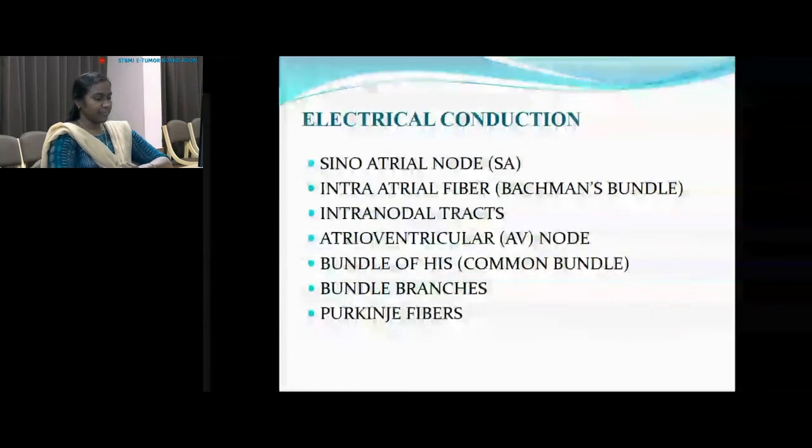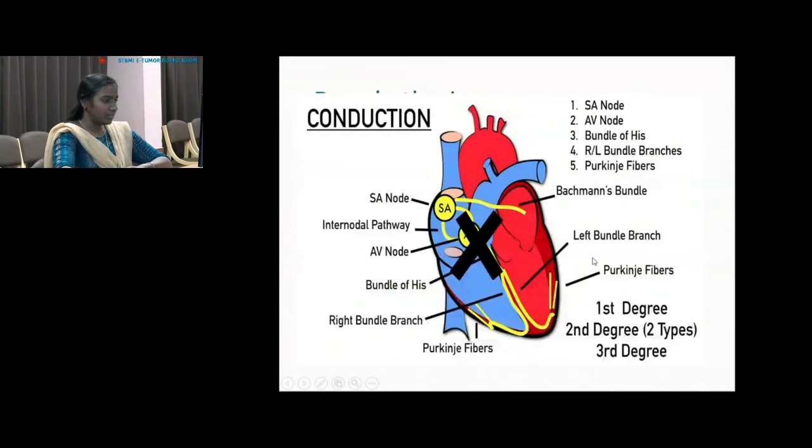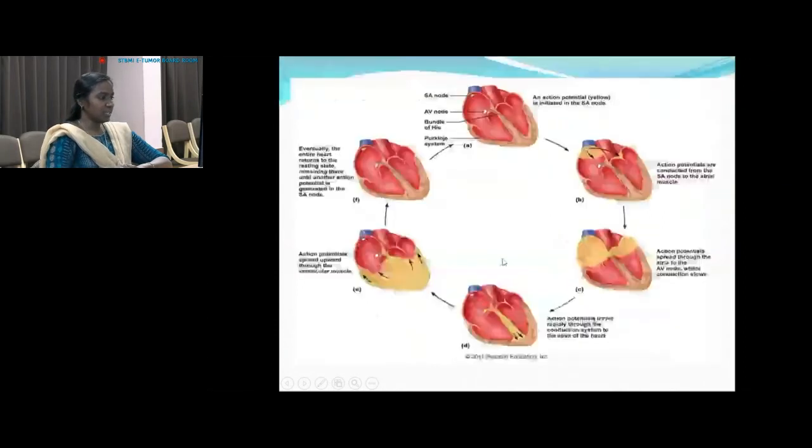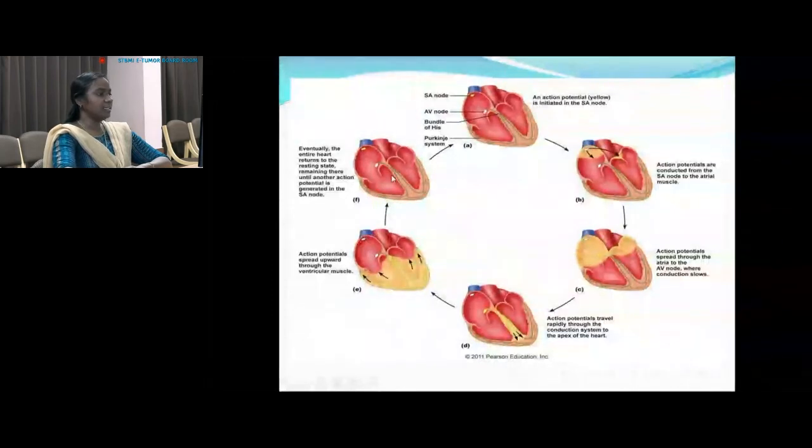I have made this in a diagrammatic way. First is the SA node, and from the SA node the impulses are transmitted to the atrial muscles, that is the intra-atrial fibers, and next through the AV node. Then from there it comes to the bundle of His and Purkinje fibers, and again the next impulse will start. I have already mentioned this here.